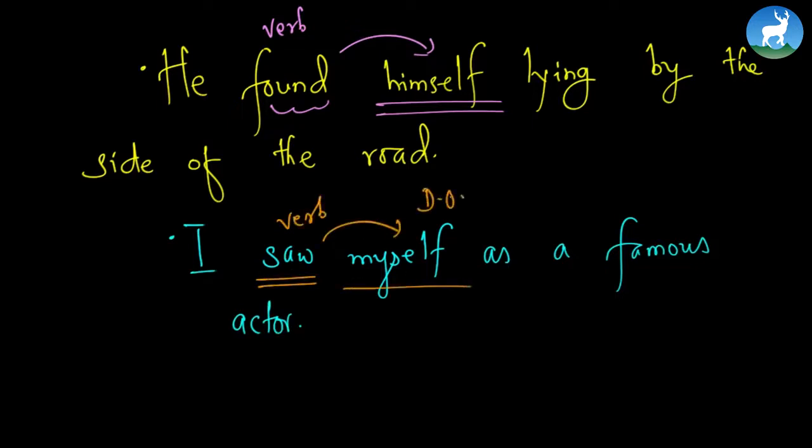That is the direct object. Alright? I saw myself as a famous actor. That means you imagined that you were a famous actor. He busied himself in the kitchen.